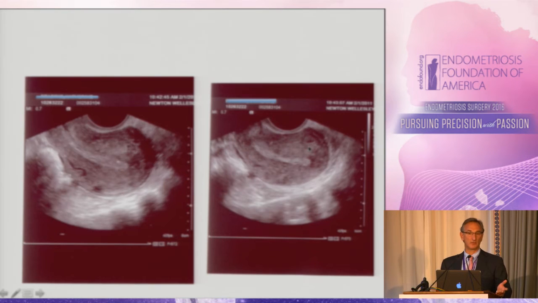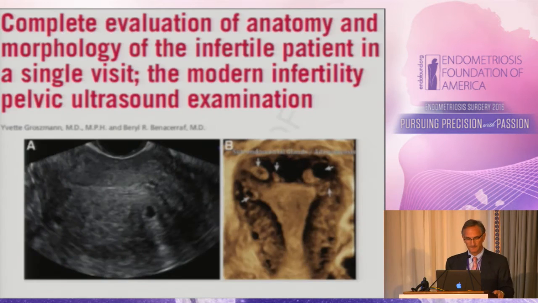This is a patient that had gone to the radiologist. They said they didn't see any fibroids. She had hypermenorrhea at the time, so they said it was normal. This is not normal. This is a patient who has adenomyosis.